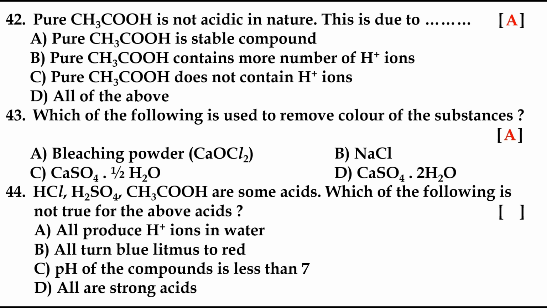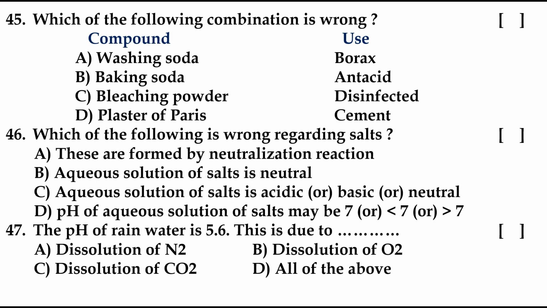44. HCl, H2SO4, CH3COOH are some acids. Which of the following is not true for the above acids? A. All produce H plus ions in water. B. All turn blue litmus to red. C. pH of the compounds is less than 7. D. All are strong acids. Answer is D. All are strong acids.